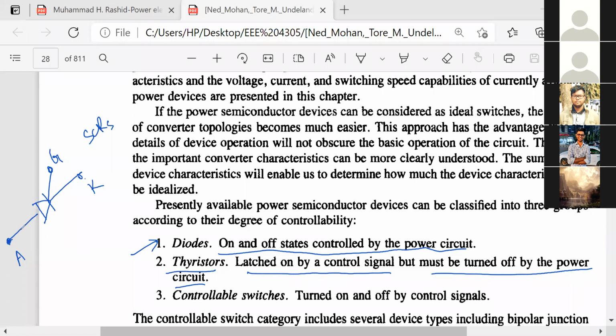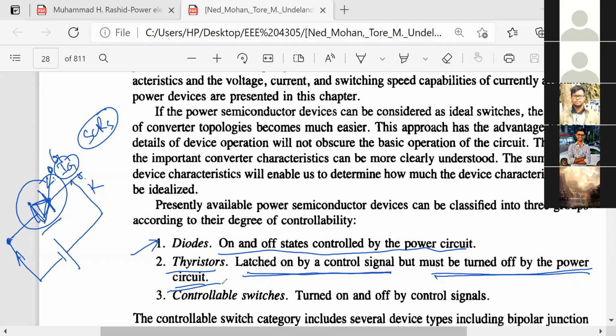If you make it forward biased, the current will not go unless you apply a gate signal. When it gets this gate signal, only then will the thyristor or SCR turn on. Latched by a control signal means it is turned on by a control signal applied to your gate, and it stays on unless you make the voltage reverse biased. If you make it reverse biased, only then will this thyristor turn off. Otherwise it stays on.